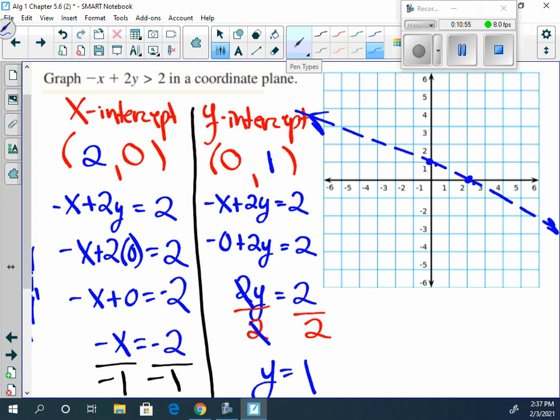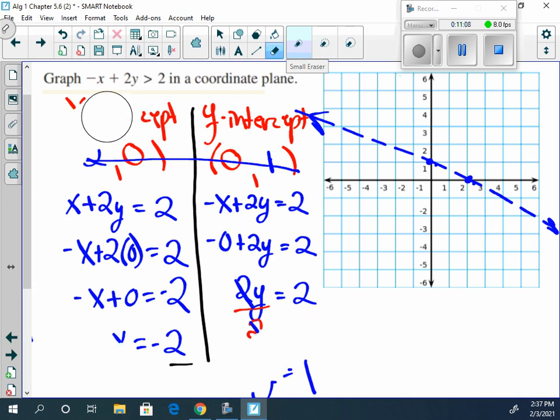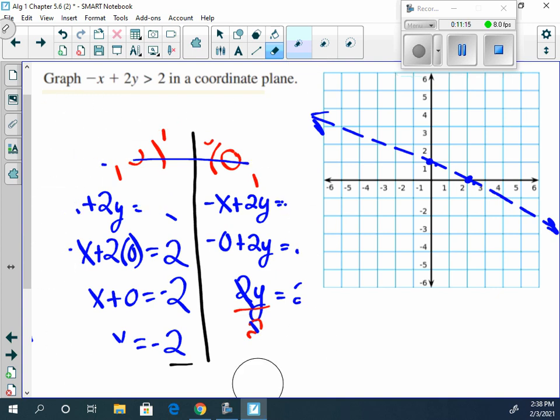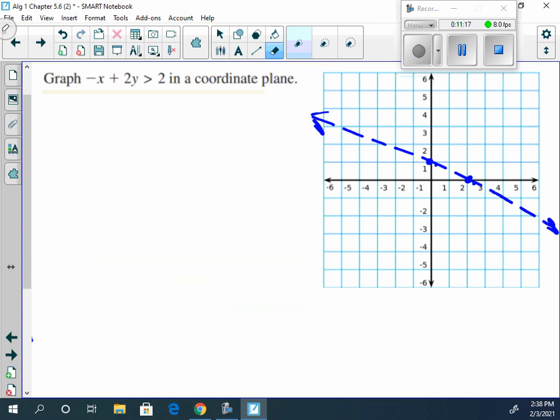Because the only time the line is solid is if it is equal to, so greater than or equal to, or less than or equal to. Then it would be a solid line. But because it's just less than, it will be dashed. Now, erase that there. So we have our line. We got 2 points to graph the line. We graphed it and we knew that it was dashed because it is greater than, it's not equal to it.